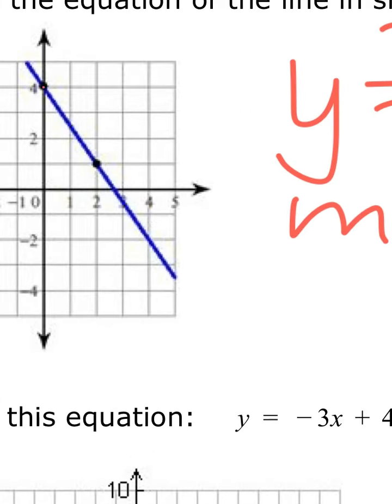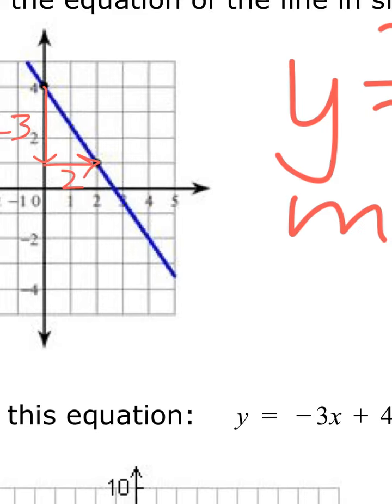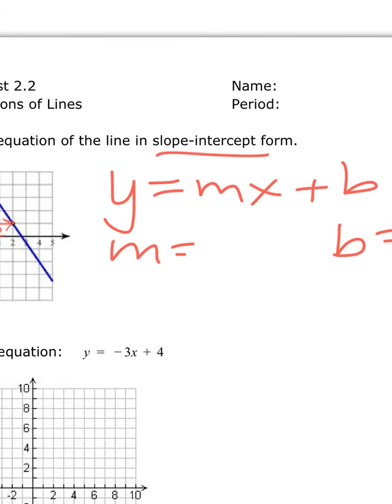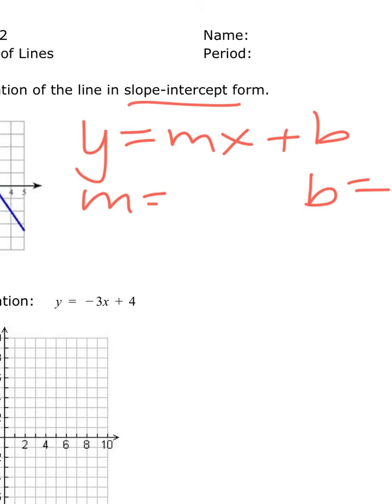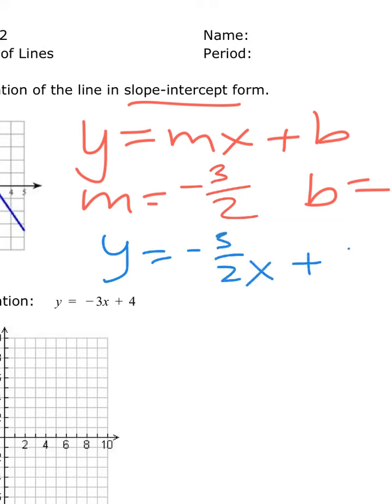I'm just going to count. We're going to go down. How many boxes is that? 3. And then right 2. So my slope is going to be -3/2. Perfect. All right. And then where's my y-intercept? Where does this cross the y-axis? 4. So my equation is going to be y equals -3/2x plus 4.